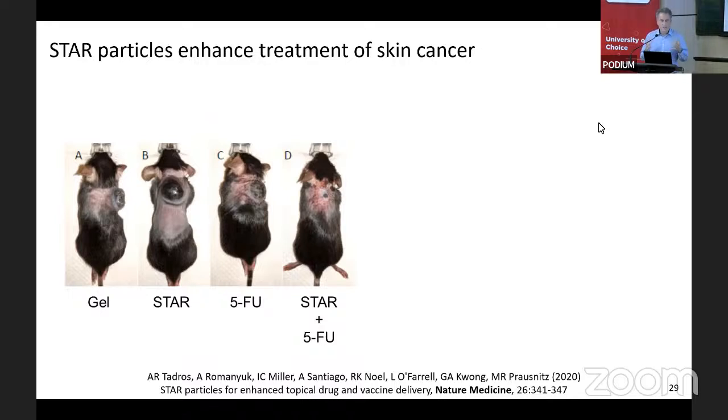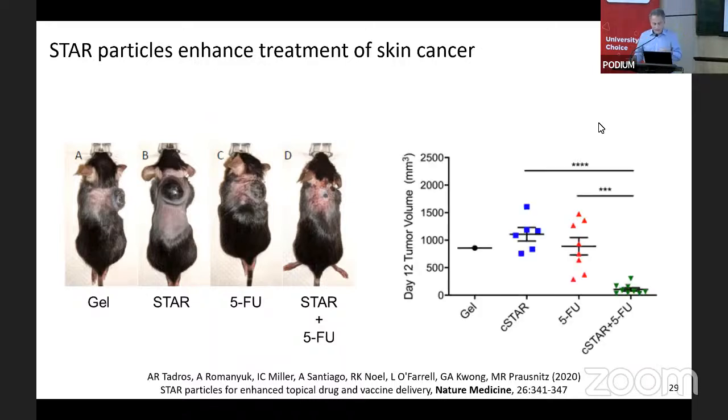And perhaps you can see visually in the first 3 groups, there are large tumors, and in the last group, there isn't. If we quantify the data, this is the tumor volume on day 12. Again, in those first 3 control groups, there wasn't much of an effect in terms of tumor volume, whereas in the group that received the star particles, as well as the drug, enabling that drug to penetrate more effectively, we were able to control that tumor growth.